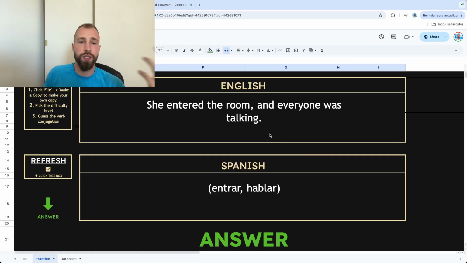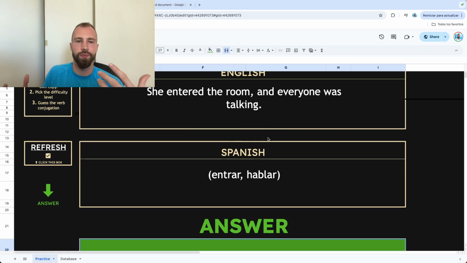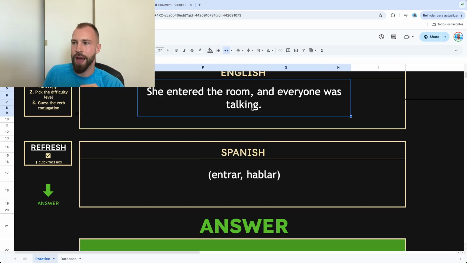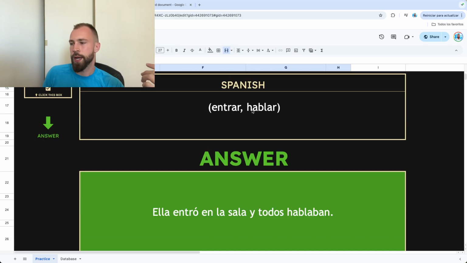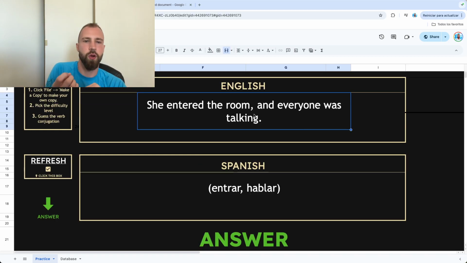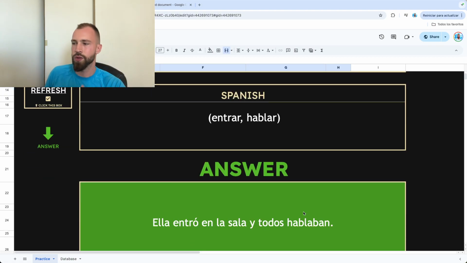Versus everyone was talking. Whenever you see was talking, so was and then an ing verb, it's going to be the imperfect. Just because, like I said, it's not a specific moment. Everyone was talking throughout the party, not at a specific moment in the party. Whereas her entering the room is a specific moment, so that's why it's ella entró en la sala y todos hablaban.